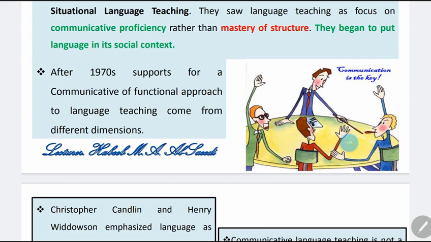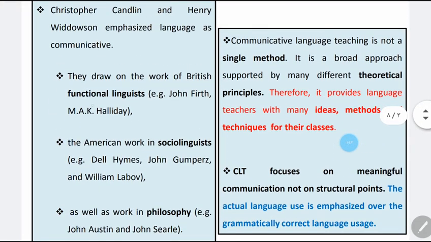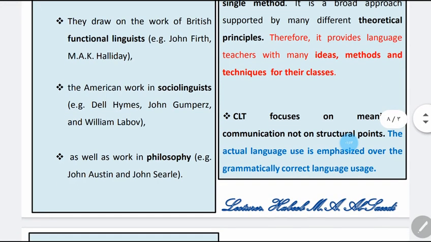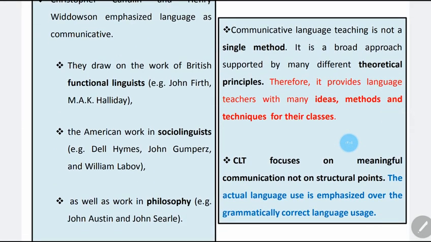After the 60s, support from different disciplines came to support this method. There was support from functional linguists, for example, John Firth and Halliday, from sociolinguistics, Hymes and Gumperz, and from philosophy, Austin and Searle. So the theoretical background of communicative language teaching is rooted in different disciplines or different dimensions of life, for example, in linguistics, in sociolinguistics, and in philosophy.